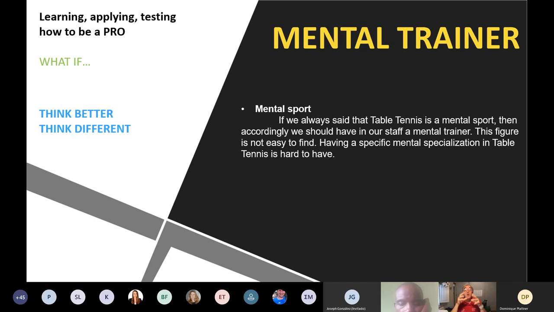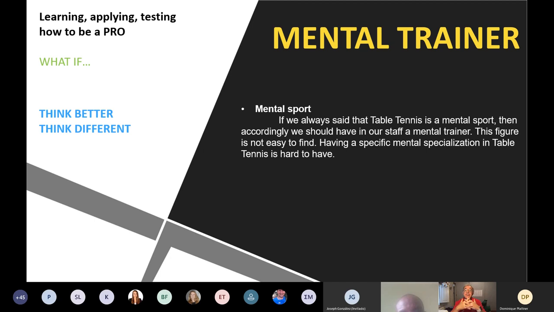It's not just the brain. It's not just how we think, but how we think in table tennis. How we think when we are there at 9-9, and if you don't feel it, if you don't know actually, this is a process that we have to understand.